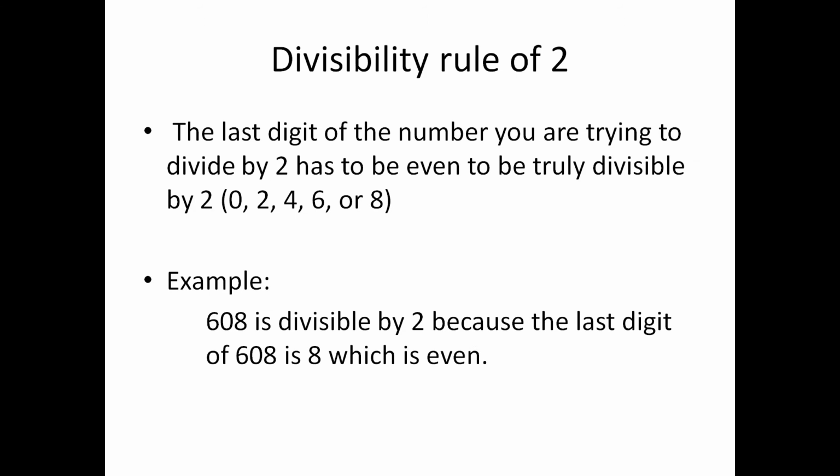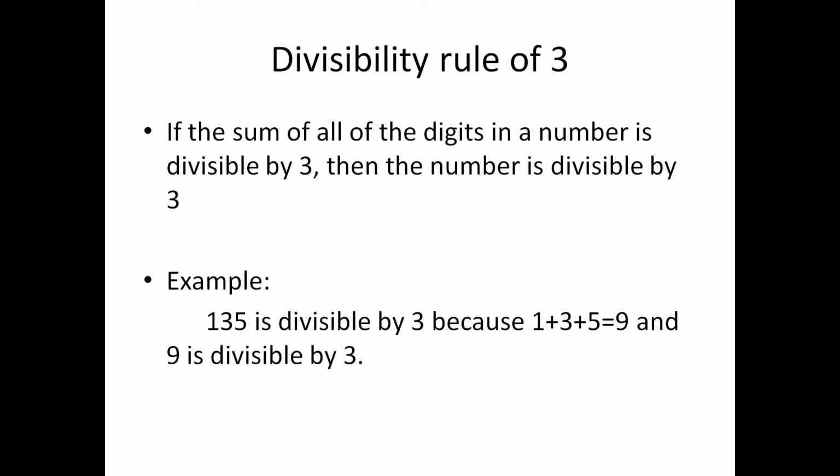The divisibility rule for 2 is that if the last digit of the number you're trying to divide is even, it is divisible by 2. Some examples of endings are 0, 2, 4, 6, or 8. An example is 608 is divisible by 2 because the last digit of 608 is 8, which is even.